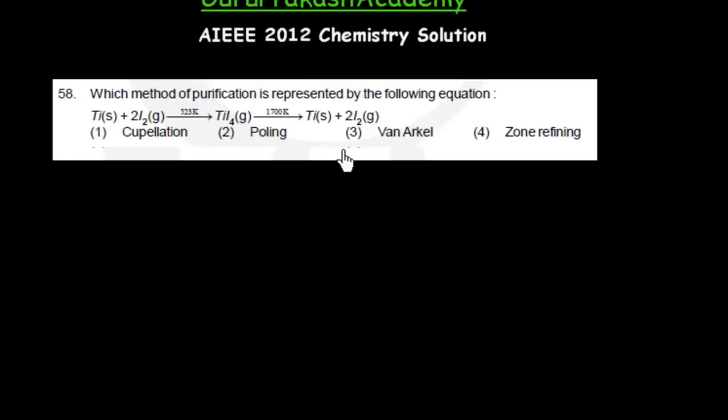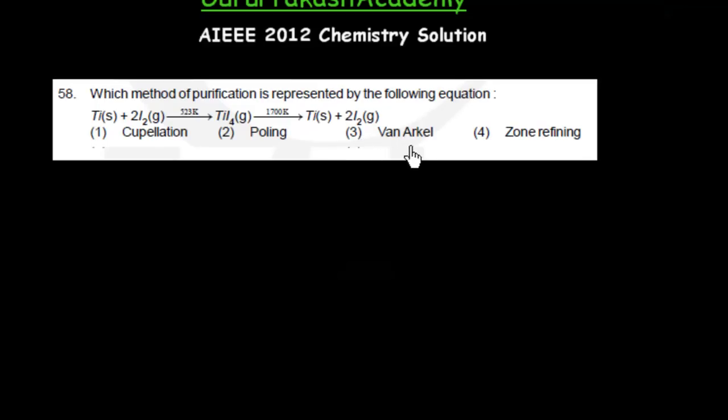Now this question is from the metallurgy chapter in inorganic chemistry. The question says, which method of purification is represented by the following equation? So first, titanium forms a compound. This is basically a volatile compound, and when this is heated at high temperature, it decomposes into titanium plus iodine.